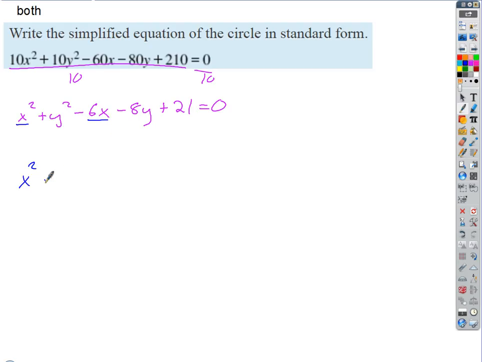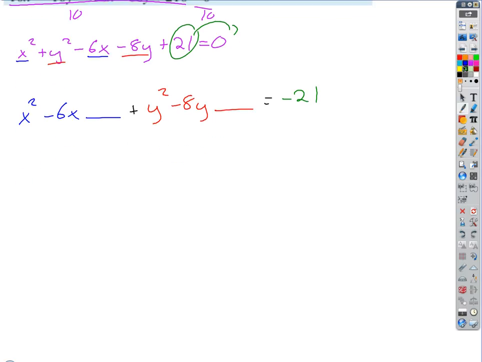So we're going to get x squared minus 6x, space, plus, let's collect the y terms together: y squared minus 8y, space, equals, and then we'll just subtract 21 over to the right side. And then we're just going to complete the square for the x's and the y's.